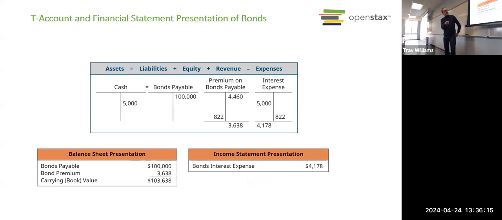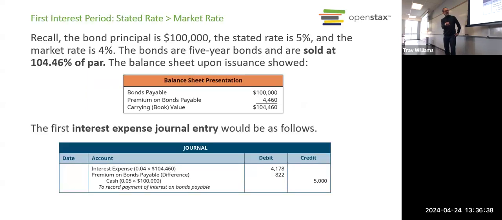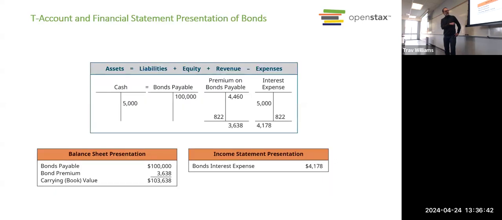The premium on the bonds payable was originally this, but we amortized it by $822 for that first interest payment. So this is our remaining premium, right? The interest expense was this, but we reduce it by that same amount from the amortization of the premium, and that is our interest expense. That $4,178, you see, is the interest expense. Any questions on any of those steps?